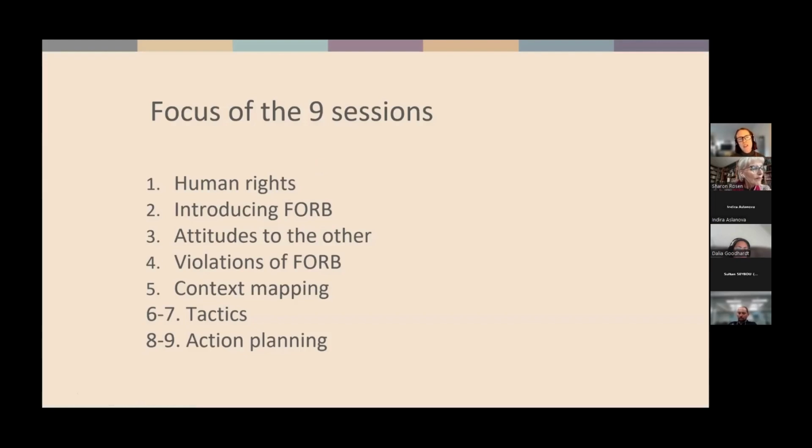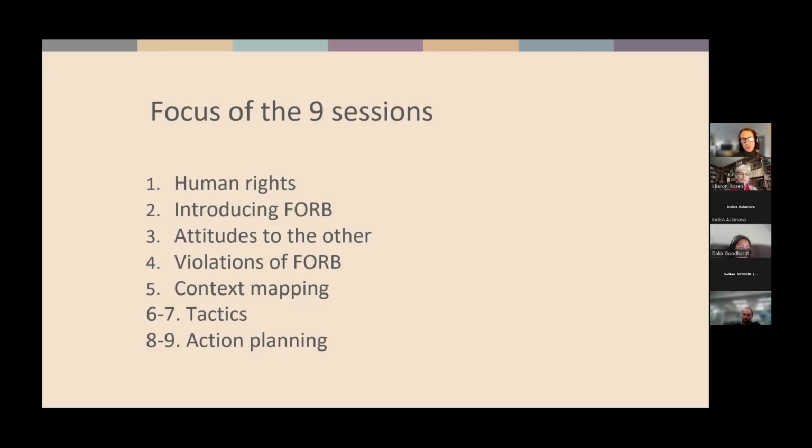The course includes 9 2-hour sessions, and it's structured in 2 parts. Part 1, which is the first 5 sessions, focuses on developing knowledge and attitudes so that our heads and our hearts are ready to become FORB changemakers. Participants learn about and explore their attitudes towards human rights and freedom of religion or belief in particular, and reflect on their attitudes towards people whose identities differ from their own. They also learn how to conduct a community level FORB context analysis.